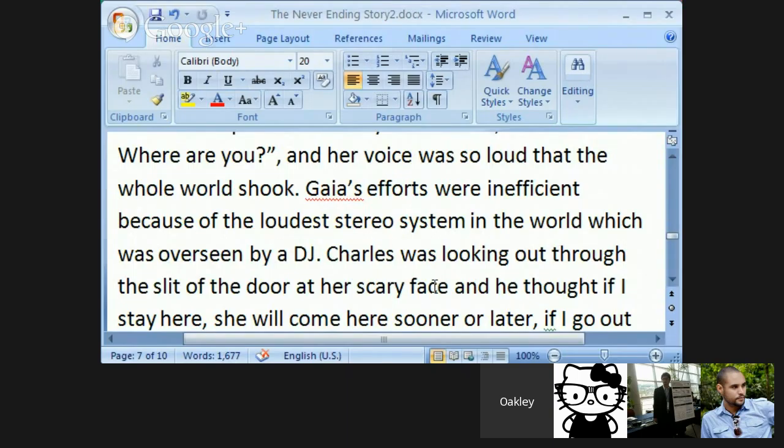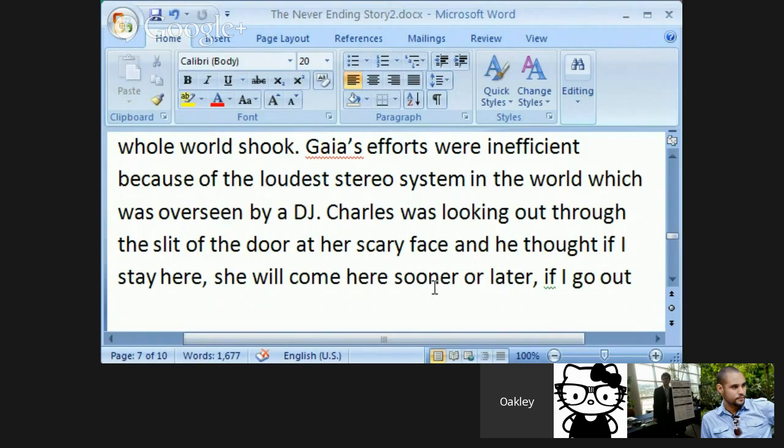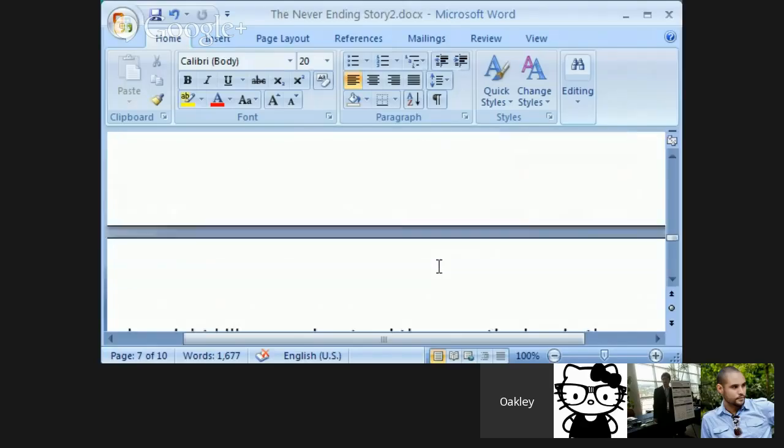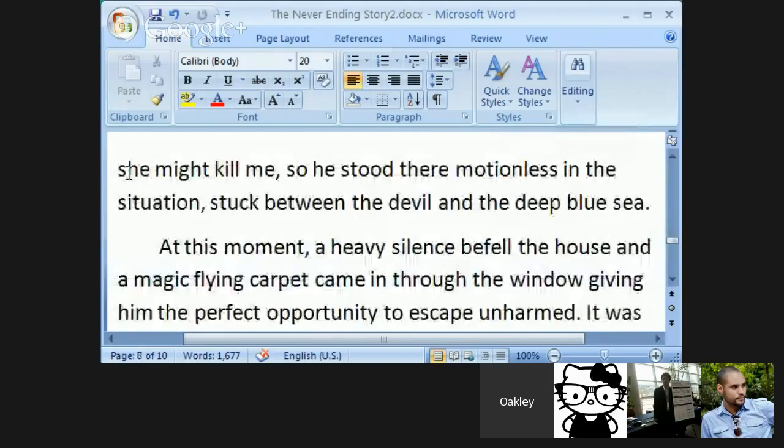Charles was looking out through the slit of the door at her scared face, and he thought, "If I stay here, she will come here sooner or later if I go out. She might kill me." So he stood there motionless in the situation, stuck between the devil and the deep blue sea. At this moment, a heavy sigh.